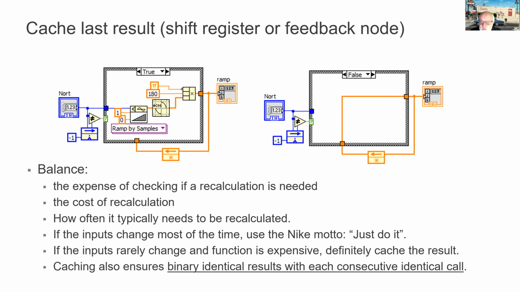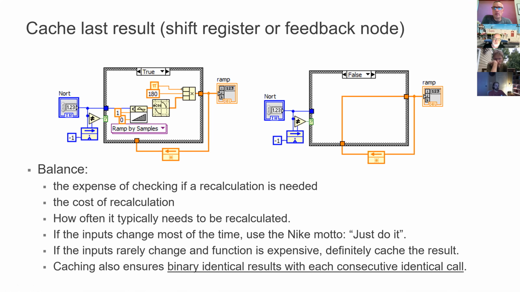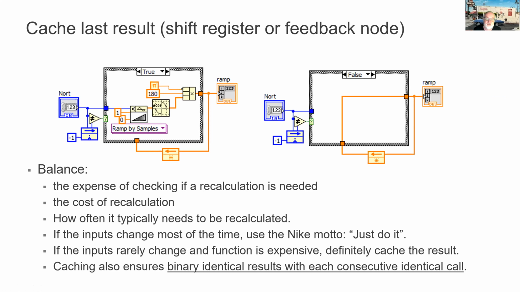Caching also has other advantages, and I'm going to talk about that a little later, because caching like this guarantees that unless the input changes, all the calls have binary identical results. And that's not always guaranteed otherwise.